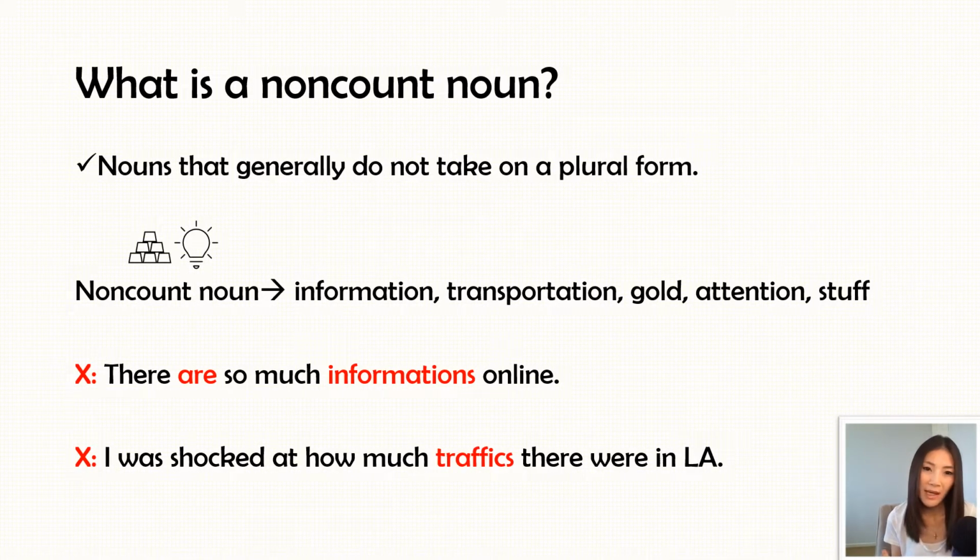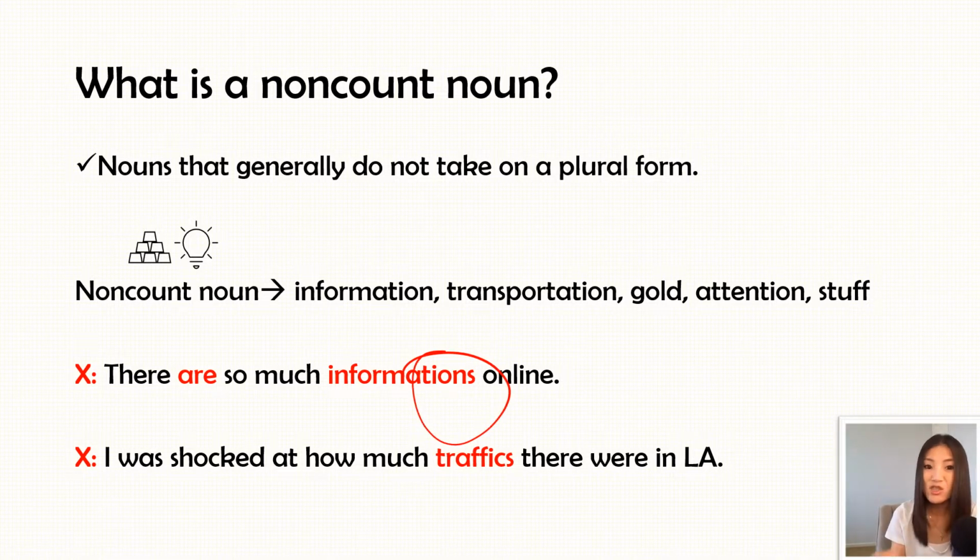So what is a non-count noun? They are nouns that generally don't take on the plural form. Some examples I wrote here are information, transportation, gold, attention, and stuff. These are all very common nouns, but most of the time we don't pluralize them even if we're talking about a lot of it. If you look at the bottom two examples, it says there are so much information online. So even though I'm talking about a lot of information, I don't say informations.